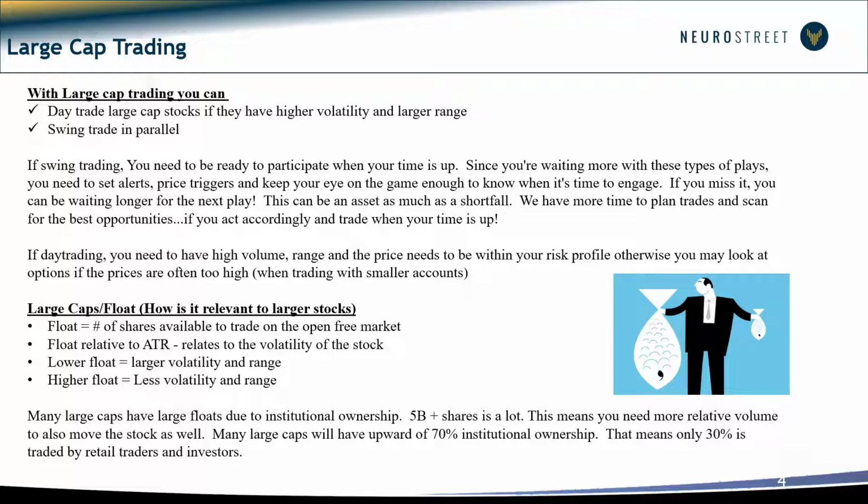So many large caps have large floats due to the institutional ownership, right? 5 billion plus shares is a lot of shares. This means you need more relative volume to also move the stock. Many large caps have upward of 70% institutional ownership. This means only 30% is traded by retail traders. So why do you think that's important?